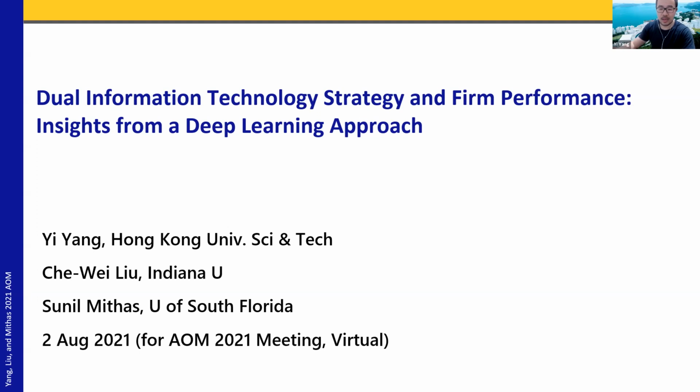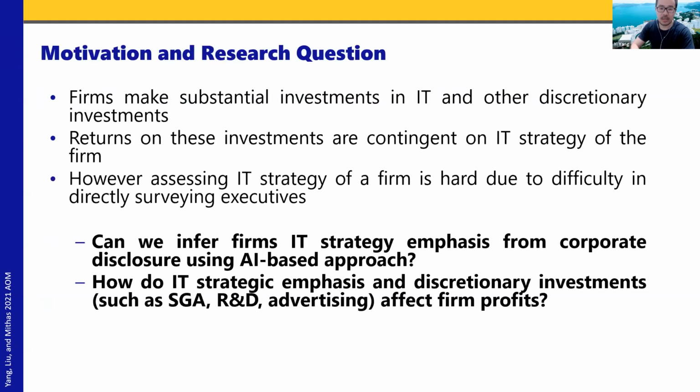In this paper, we study... it's been a really tough few years for individuals and also for firms all over the world due to COVID. Many firms expedited their digital transformation efforts by increasing their spending on information technology resources and other discretionary investments, such as advertising, SG&A investment, and research and development reinvestment.